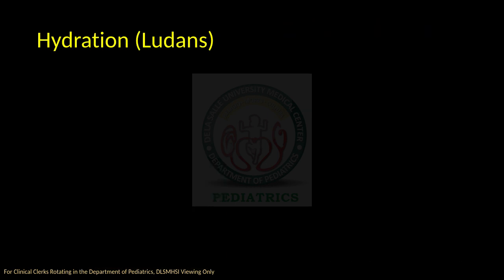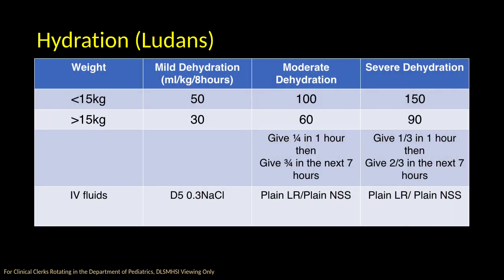As a rule of thumb, we should always use WHO standards for hydration, but this session will only tackle Ludan's hydration. There is a cut-off weight for the computation for children less than 15 kilograms and children more than 15 kilograms. If the child is mildly dehydrated, give 50 cc per kilogram in 8 hours for children less than 15 kilograms and 30 cc per kilo in 8 hours for children more than 15 kilograms. Recommended fluids to be given here is D5.3 NaCl.